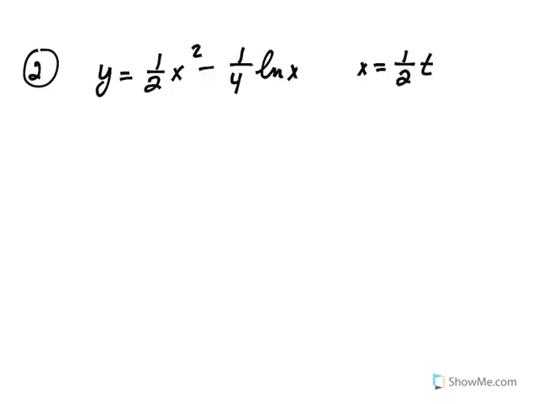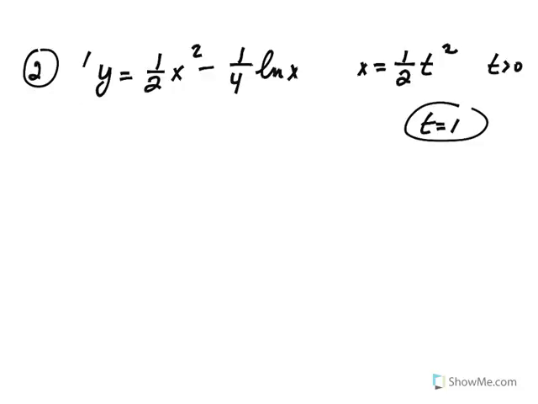Example 2. It says a particle moves along the curve y equals 1/2 x squared minus 1/4 ln x. That's given, so the curve is given, the equation. And also it says that x equals 1/2 t squared when t is greater than 0. Find the speed of the particle when t equals 1.